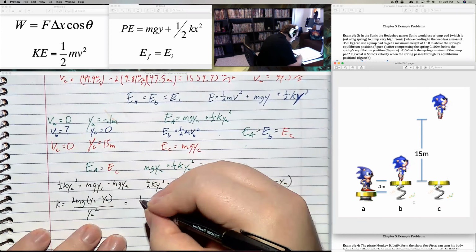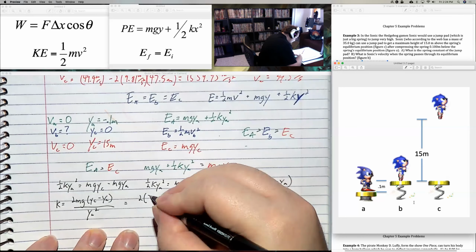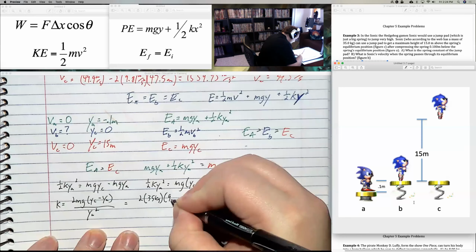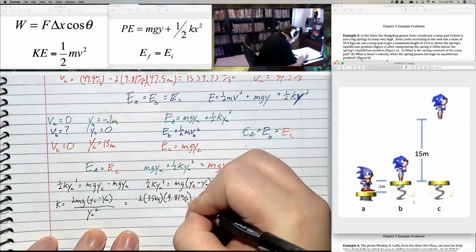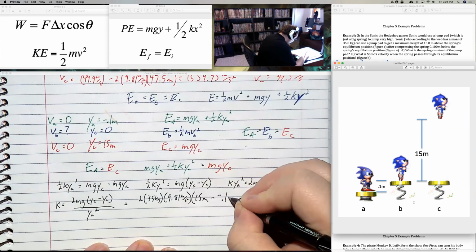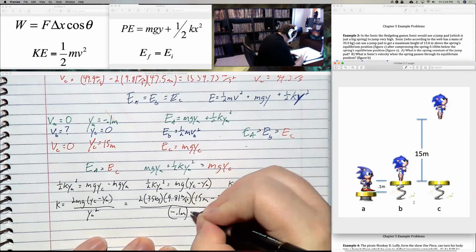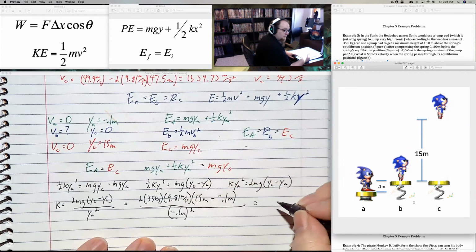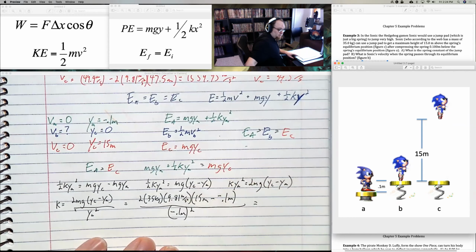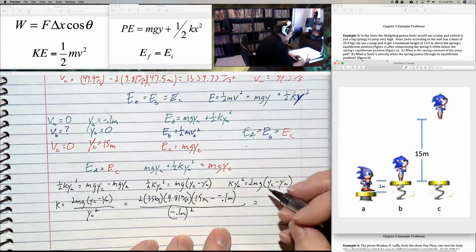And plug in 2 times his mass, 35 kilograms, times g, times y of c, 15 meters, minus a negative 0.1 meter, over a negative 0.1 meter squared. A common mistake when doing this problem is people, when squaring negative 0.1 meters, getting a negative answer. Keep in mind when you square a negative, it becomes positive.